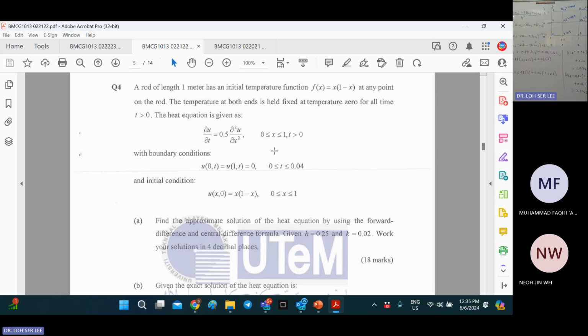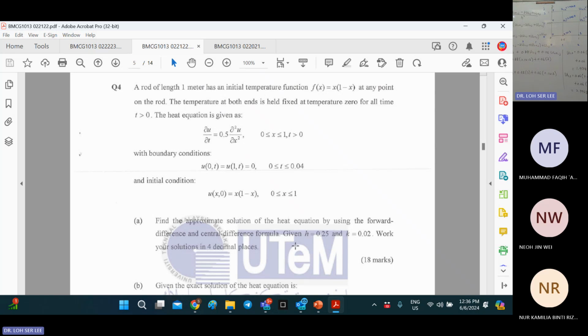Okay, the past two years, this is a heat equation. This is the initial temperature function, and this is the boundary conditions. Find the approximate solution of the heat equation by using forward difference and central difference formula. You are given h and k and work the solution in 4 decimal places. 18 marks.